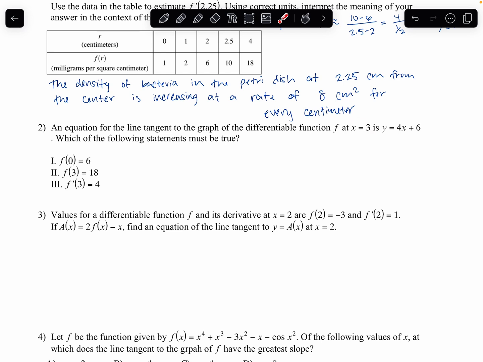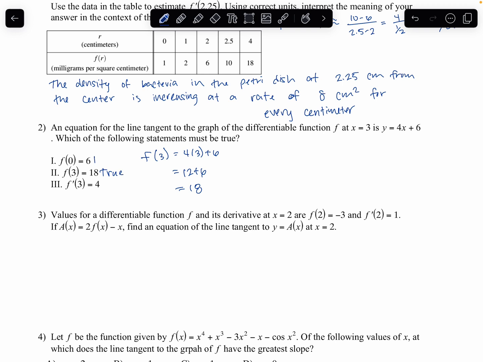And so right here, I can say that f of 3 is also going to be equal to 4 times 3 plus 6. Now, this is not the function. That's the tangent line. But I do know that f of 3 is going to be the same value as the tangent line at x equals 3, so I can do this. That's equal to 12 plus 6, which is equal to 18. So I know that f of 3 is going to be 18.